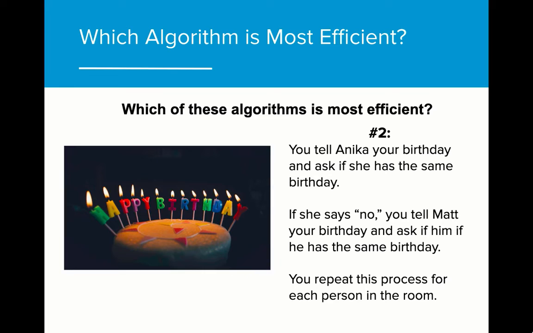In algorithm 2, you tell Anika your birthday and ask if she has the same birthday. If she says no, you tell Matt your birthday and ask him if he has the same birthday. You repeat this process for each person in the room.